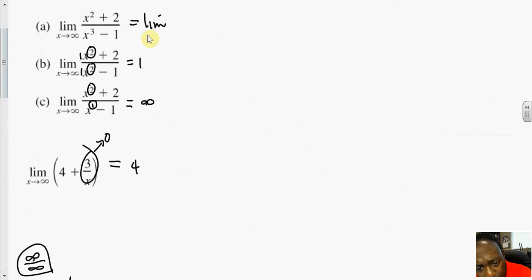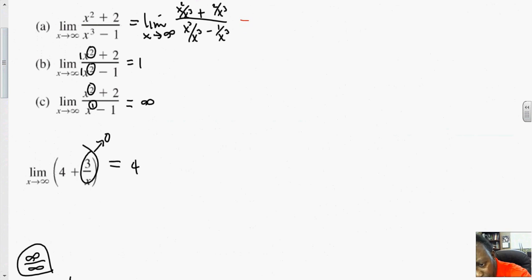We have the limit as x goes to infinity of x squared over x to the third, plus 2 over x to the third, all over x to the third divided by x to the third, minus 1 over x to the third.